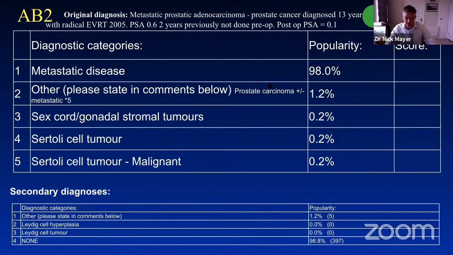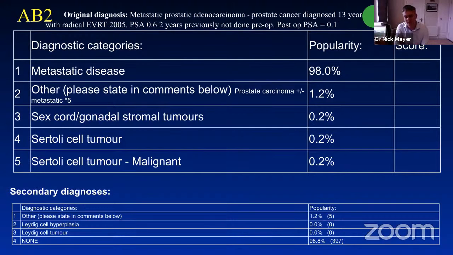A few, and it really was only a few people, used the other box. I was expecting there to be a lot more, and basically said more specifically prostate carcinoma metastatic rather than just metastatic disease. And then there were a very small number of people that had favoured sex cord stromal tumours of various flavours, presumably because of this staining with NKX as well.